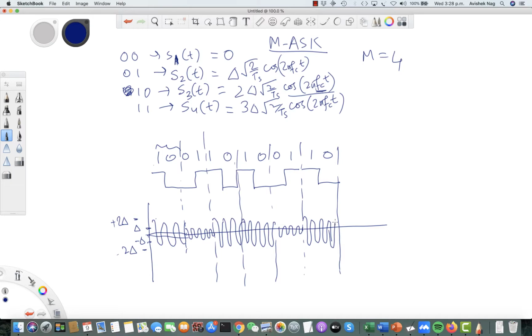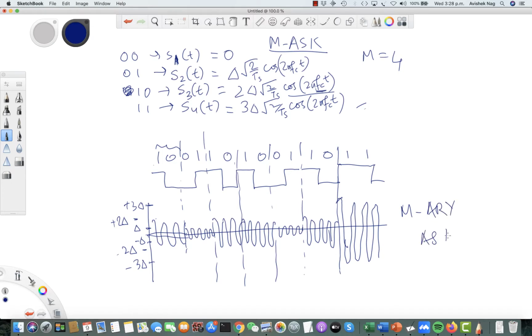Okay, and let's imagine I have 1 1 here. This pattern was missing, so I have 1 1. So for this I have this signal, which is between, let's say, plus 3 delta to minus 3 delta. So I have the largest amplitude for this particular pattern. So the point is that at any point of time, the maximum amplitude of the M-ary ASK signal is 3 delta for M equal to 4, and generally speaking it's M minus 1 times delta.